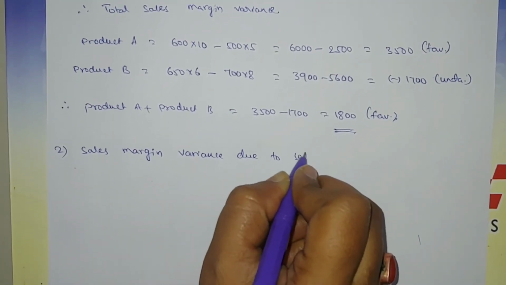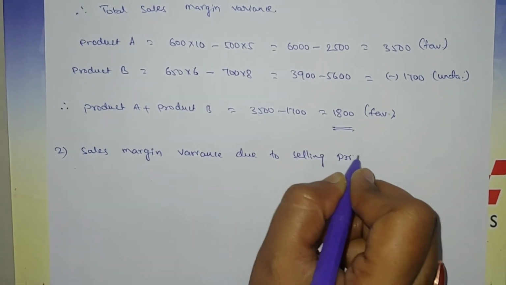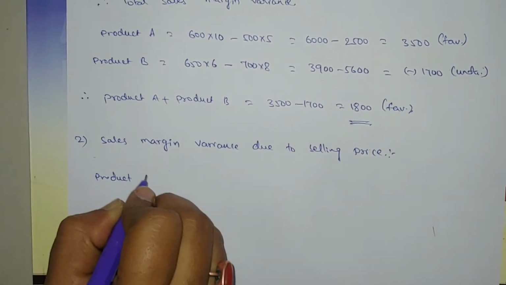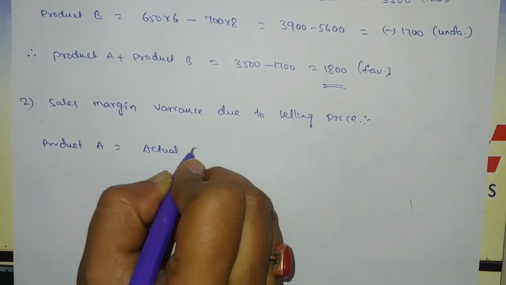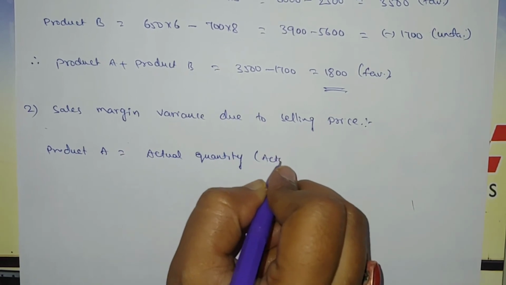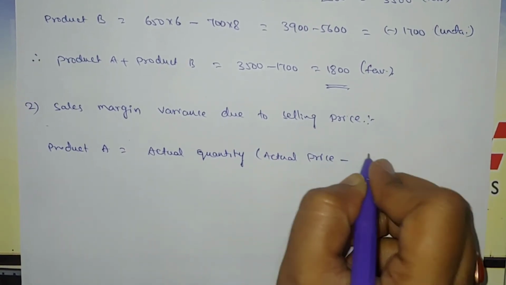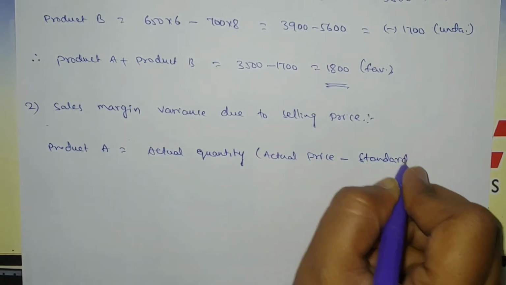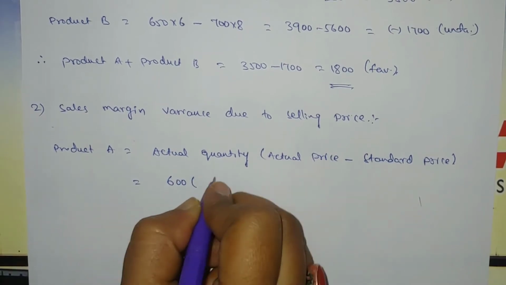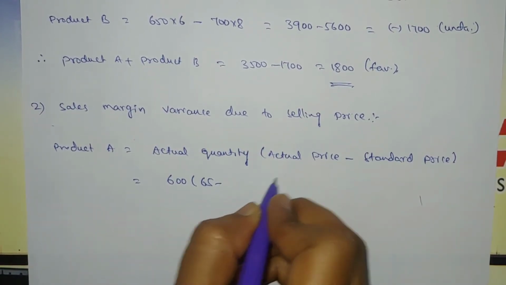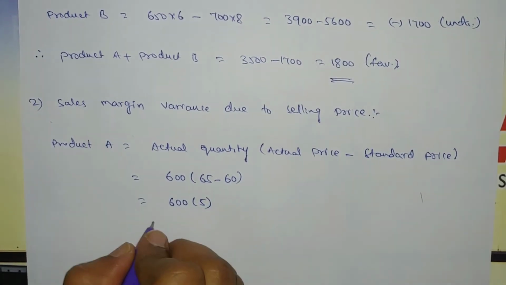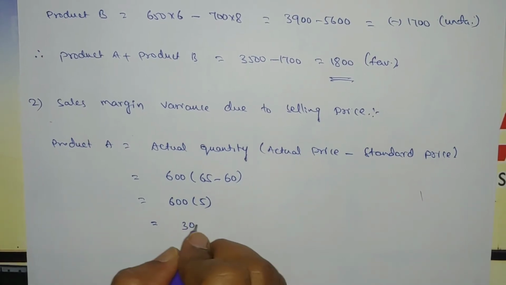due to selling price. Product A is equal to actual quantity into actual price minus standard price. Actual quantity is 600, actual price is 65 rupees, standard price is 60 rupees. 600 into 5 is equal to 3000.